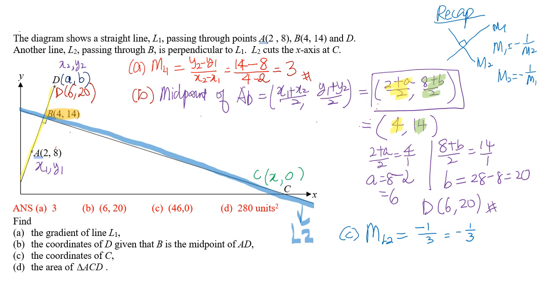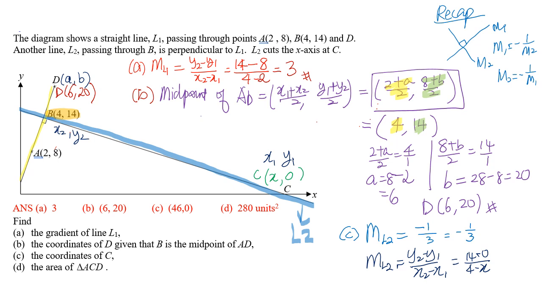Now I can use the gradient formula. How do I use the gradient formula? Let's erase this, otherwise it's quite confusing. We're going to label this as x2, y2 because it is higher up, and this one as x1, y1. So the gradient of L2 would be y2 minus y1 over x2 minus x1. That gives you 14 minus 0 over 4 minus x.